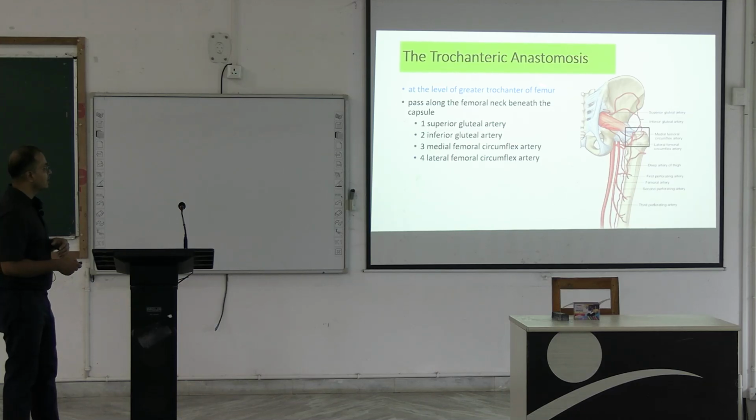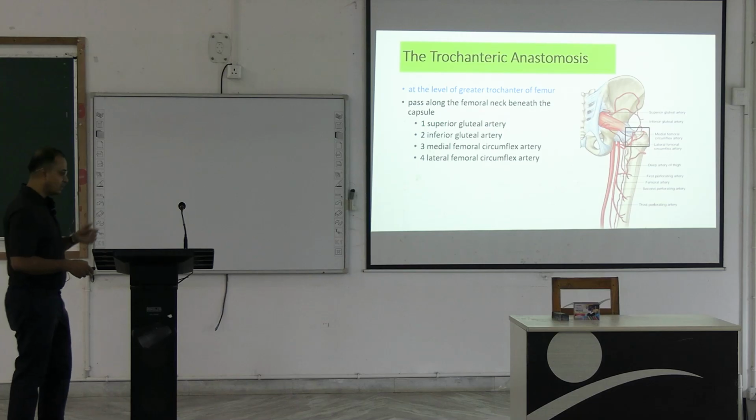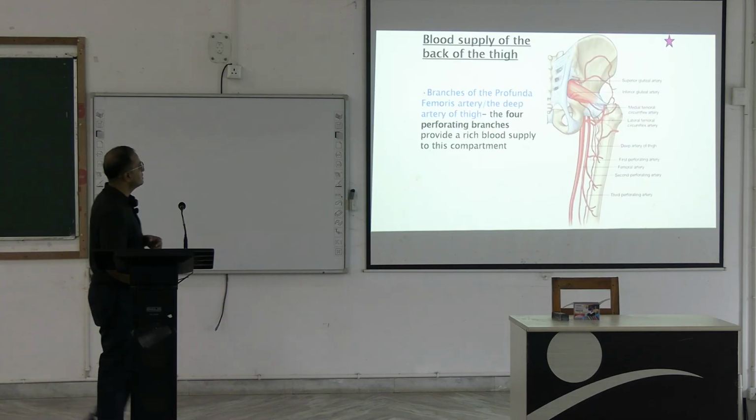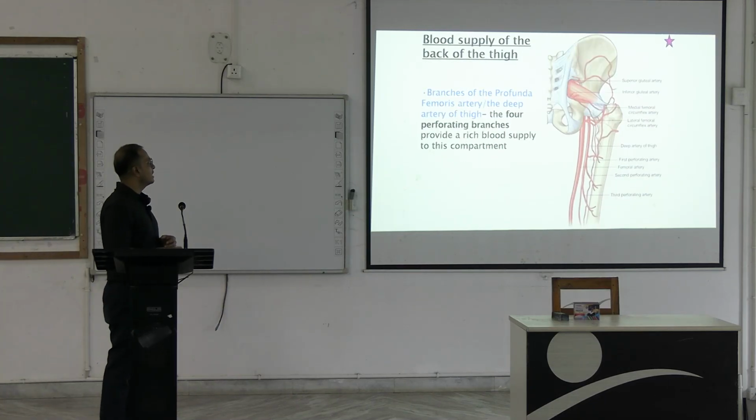Trochanteric anastomosis is held at the level of the greater trochanter, which is present on the side over here. It is contributed to by the superior and inferior gluteal arteries and the medial and lateral circumflex branches. So they basically supply the back side of the hip region. The back side of the thigh is principally supplied by the perforator branches of the deep artery of the thigh.